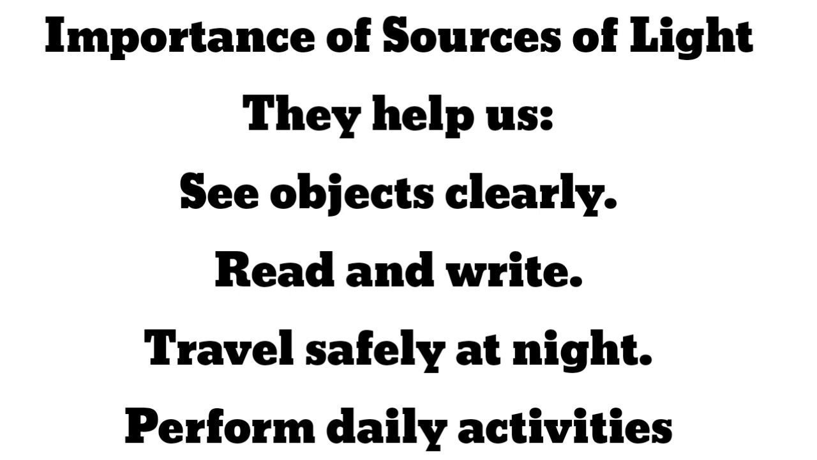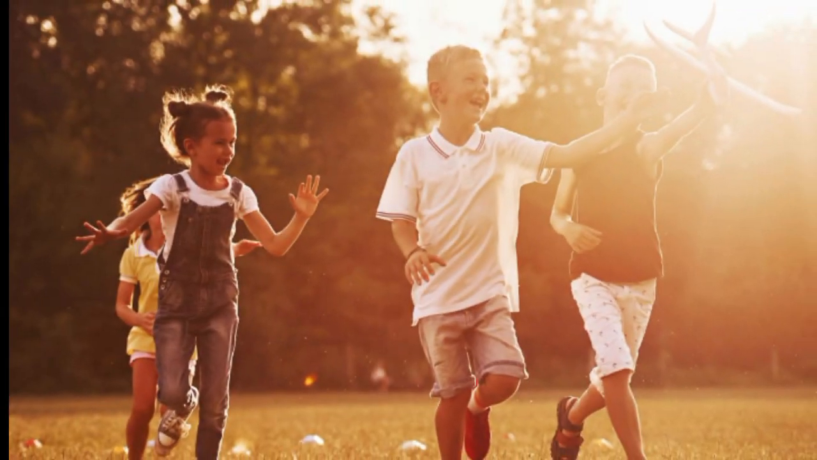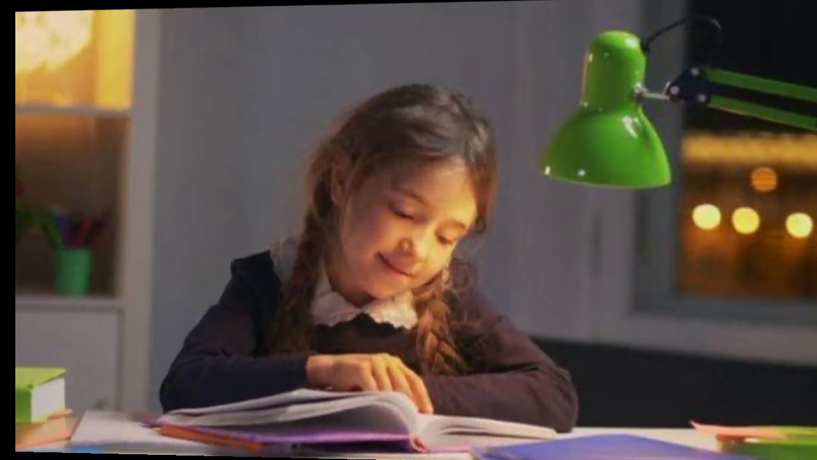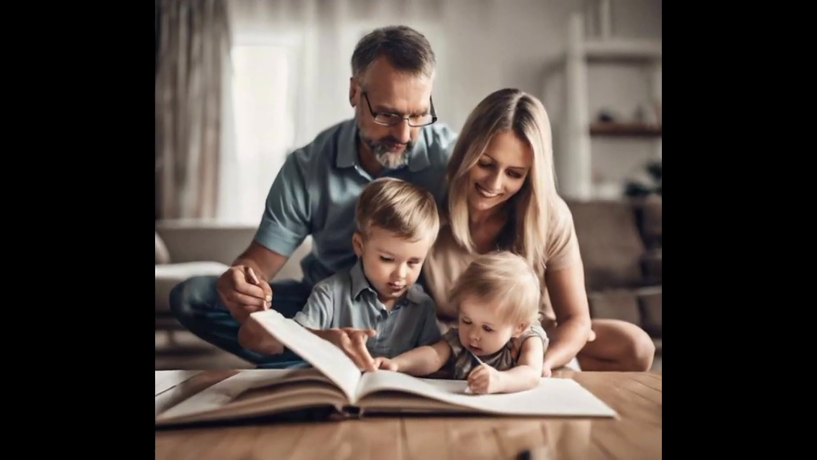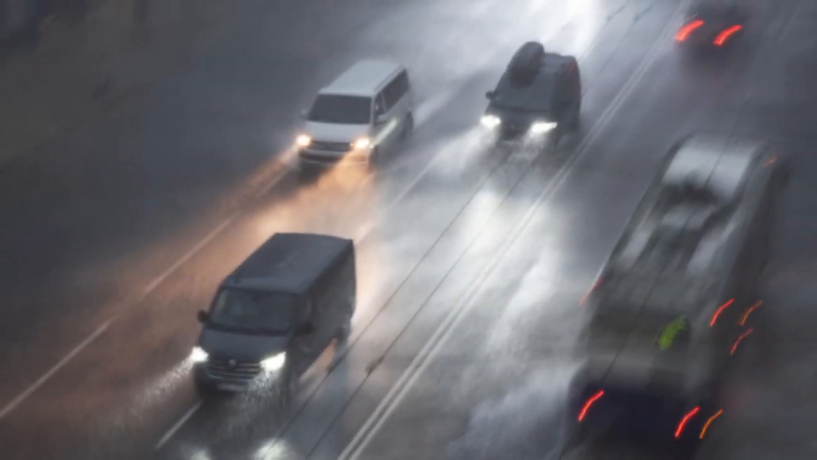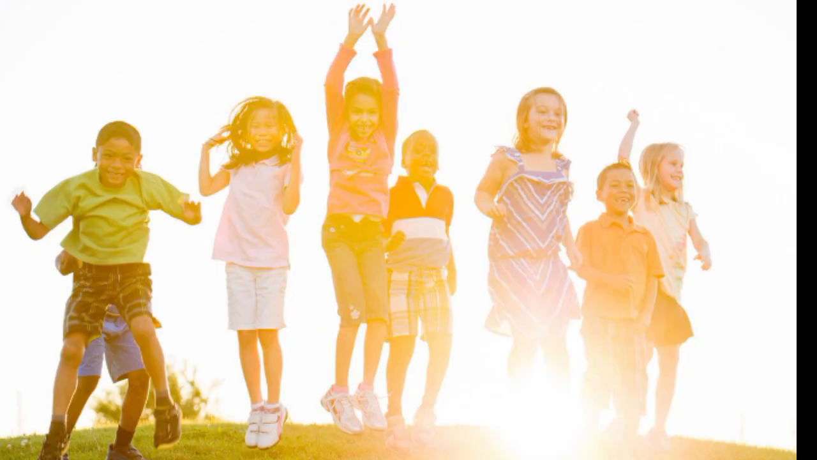Next we will discuss importance of sources of light. Sources of light help us to see objects clearly, read and write, travel safely at night, and they help us to perform our daily life activities. Without light, nothing will be visible. We will be unable to perform our daily life activities. So we can say that light helps us to perform all our daily life activities. Traveling is safe due to light.